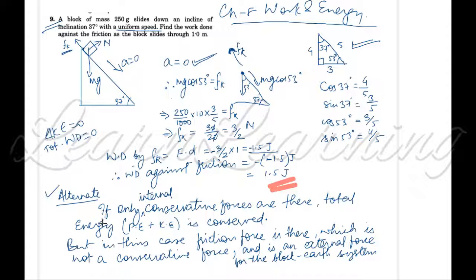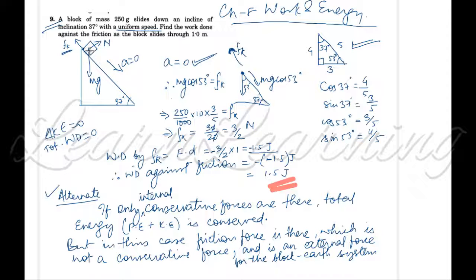We know that if only internal conservative forces are there, the total energy, that means the potential energy and the kinetic energy, is conserved. But in this case, there is a friction force, and we know that friction force is not conservative in nature. So the total mechanical energy, potential energy plus kinetic energy, will not be conserved, and this is also an external force for the block-earth system.